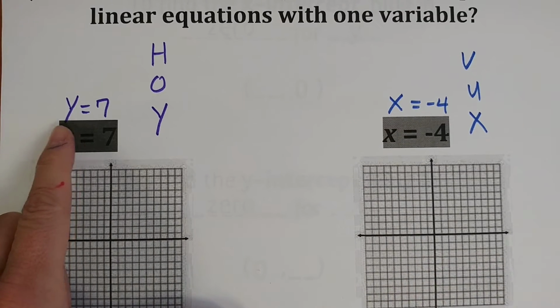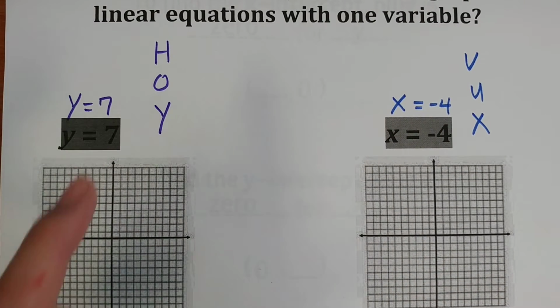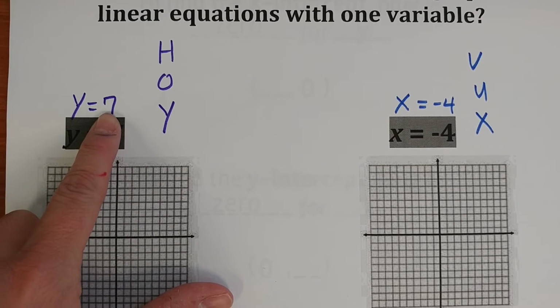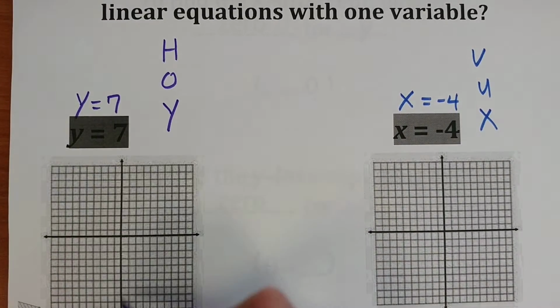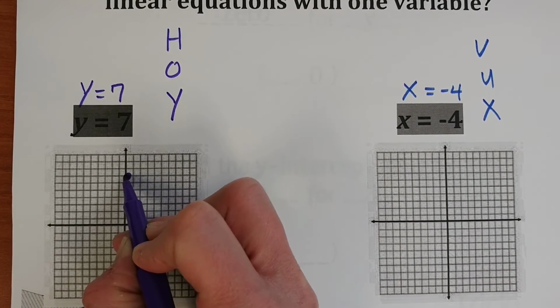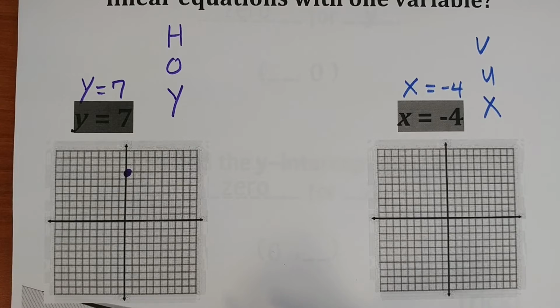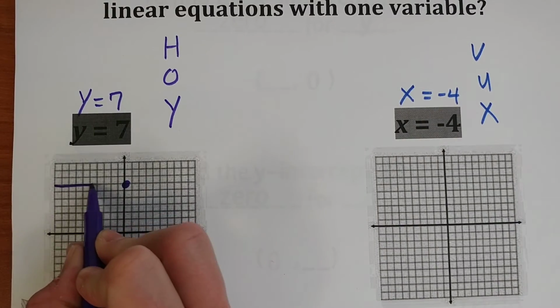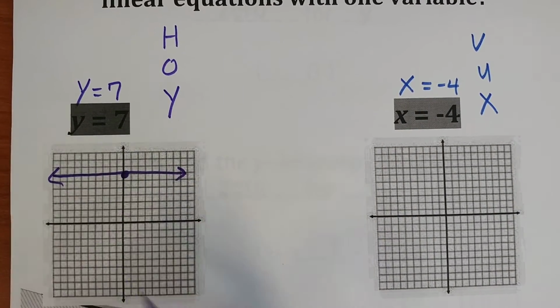So if we get an equation that says y equals 7, this linear equation, a straight line, can only cross through the y-axis at 7. So you go to the y-axis and you go up 7 and you make a point. Now it can only touch through the y-axis. So if I cut through the y-axis, I would have to draw a horizontal line just like that.